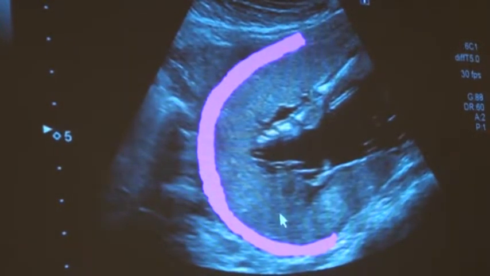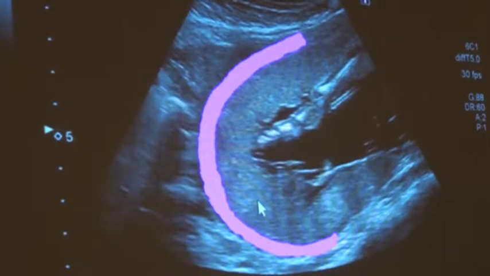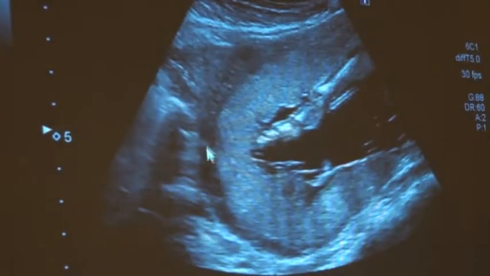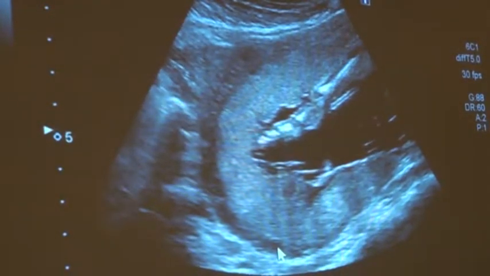So this is the placenta and this is the uterine wall. Let me remove the colors. That's the hypoechoic line. We measure the thickness of the uterine wall, which should be, at any time of gestational age, 0.5 to 1 centimeters.